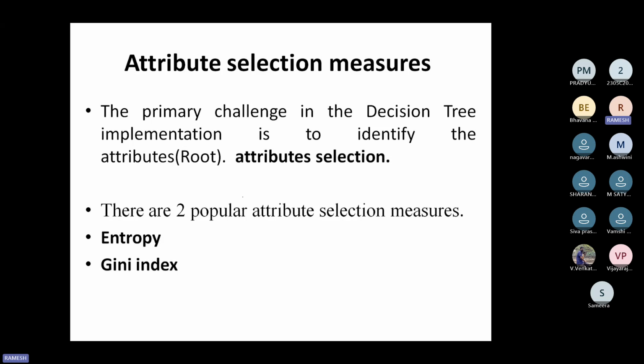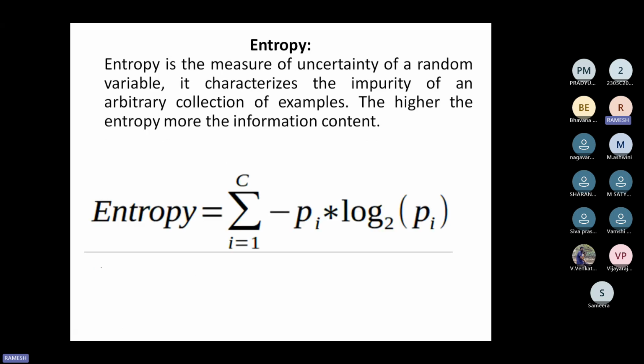Further, to calculate those purity levels, we are using entropy and Gini index. Entropy will say the certainty and uncertainty levels, how the target variable values are changing or behaving with respect to each and every feature, column 1, column 2, column 3, or feature 1, feature 2, feature 3. How they are behaving with respect to the target variable, those purity levels we are going to calculate with entropy.